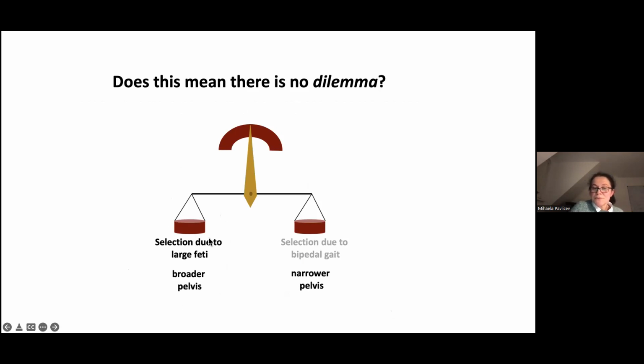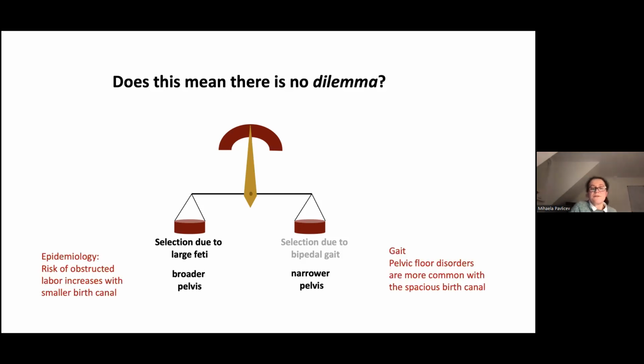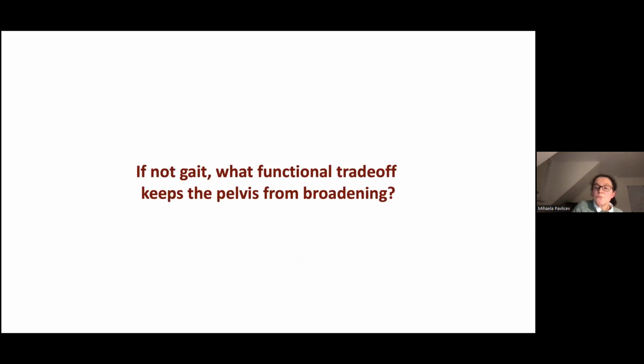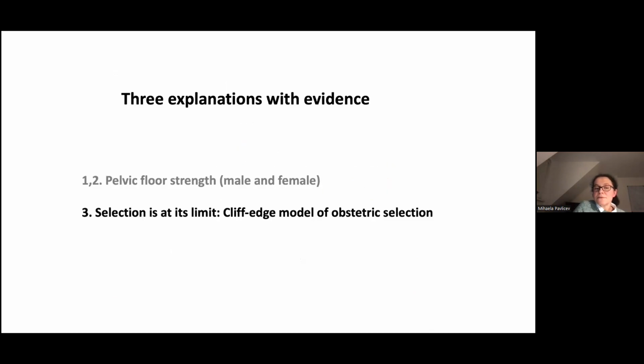But anyway, we have this trade-off that doesn't seem to be trading off really so much with the bipedal gait. So we have a selection due to large feet for a broader pelvis and something for a narrower pelvis, probably. So let's look at what that might actually be. It seems that if we look closer, what is also a constraint is that we see a lot of pelvic floor disorders, and they seem to be more common with the spacious birth canal. And following on this thread, if not gait, what functional trade-off might be keeping the pelvis from broadening? I will go through 3 explanations that all have some evidence, all need more work.